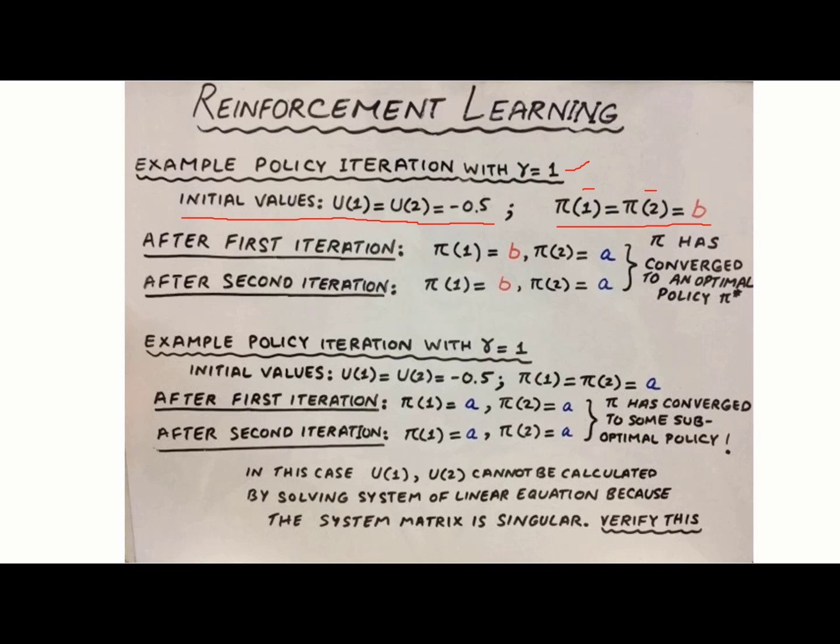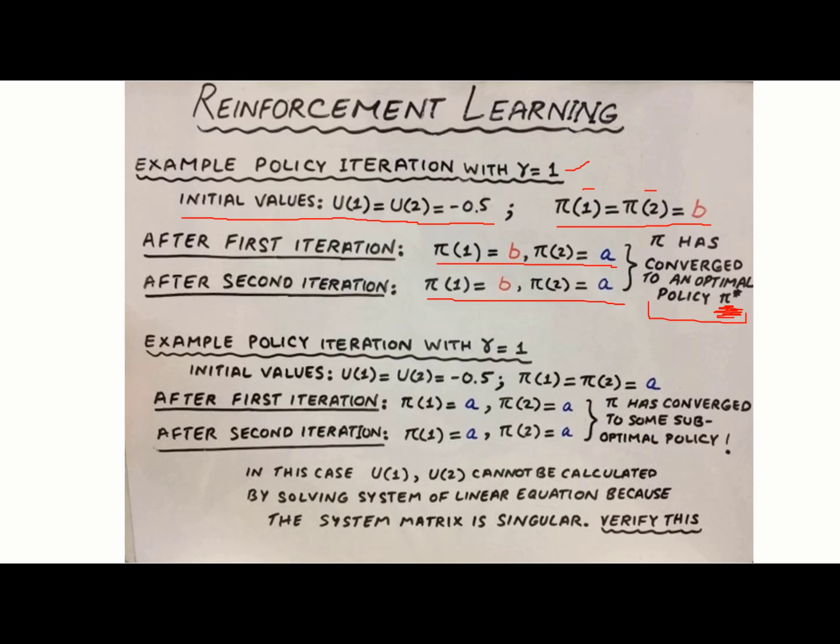And if you run this code, you find that after the first iteration, the policy has been updated. So pi 1 is B and pi 2 is A. And after the second iteration, the policy essentially remains unchanged, which indicates that the policy has converged, and it has converged to an optimal policy, the one that we obtained from the value iteration algorithm.